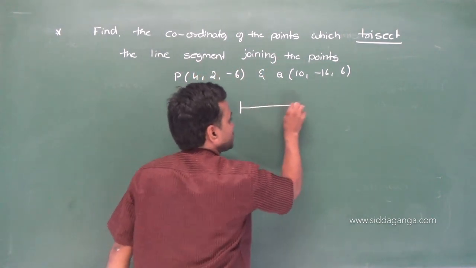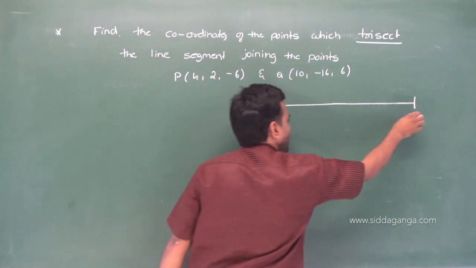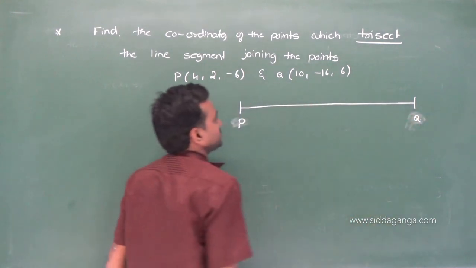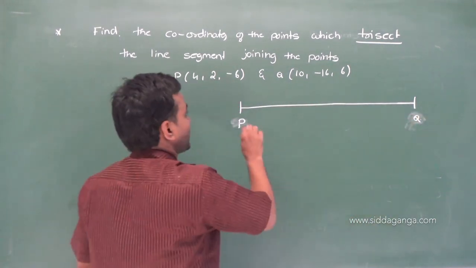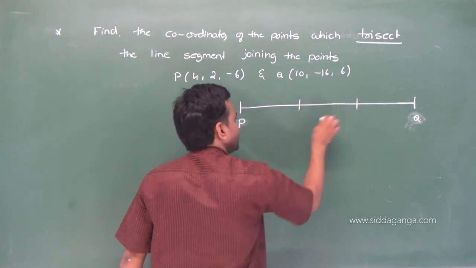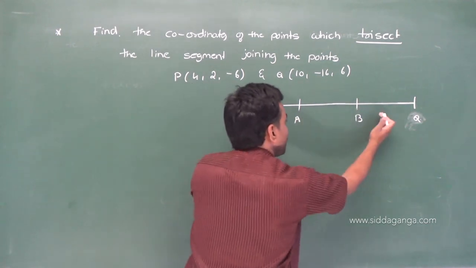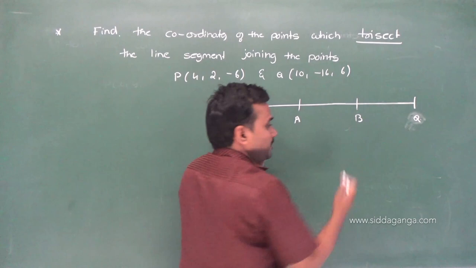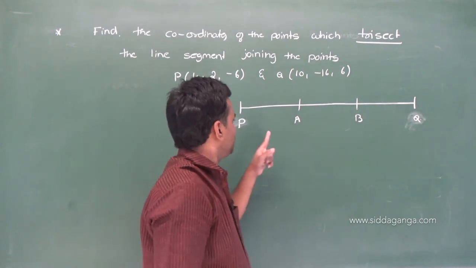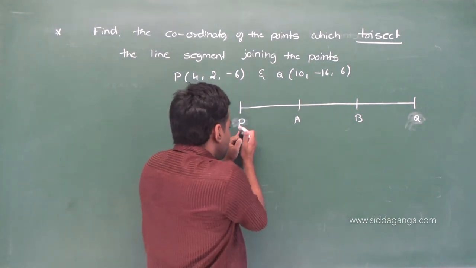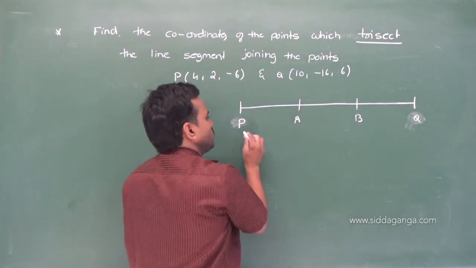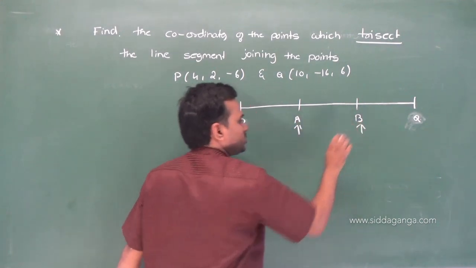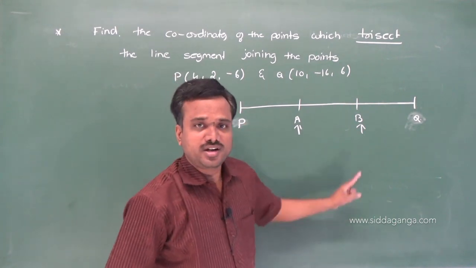It means what, sir? Trisect. The word says that this is a line joining two points, this is P and this is Q. This is the line joining two points, PQ. Trisect means this line segment is divided into how many parts? Three parts. Here A, B, these two coordinates in space divide PQ in three parts. We have to find the coordinate of A and the coordinate of B.